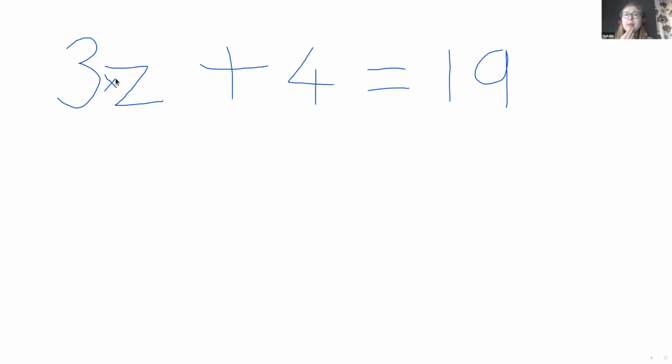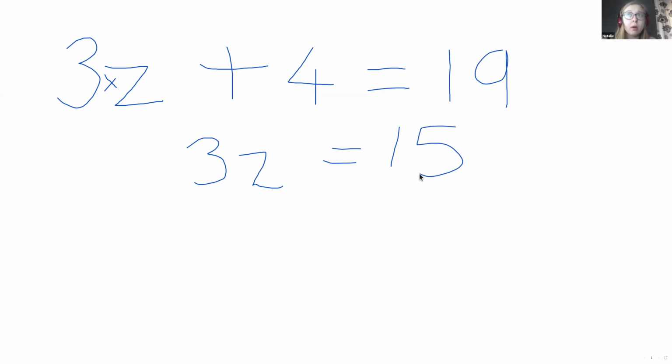Well, that must mean that something add 4 equals 19. What add 4 equals 19? Well, 15 add 4 is equal to 19. So I can say that my 3 times something is equal to 15. Did you follow that? What we did is we took 4 away from 19 to say that our 3 times z is equal to 15.